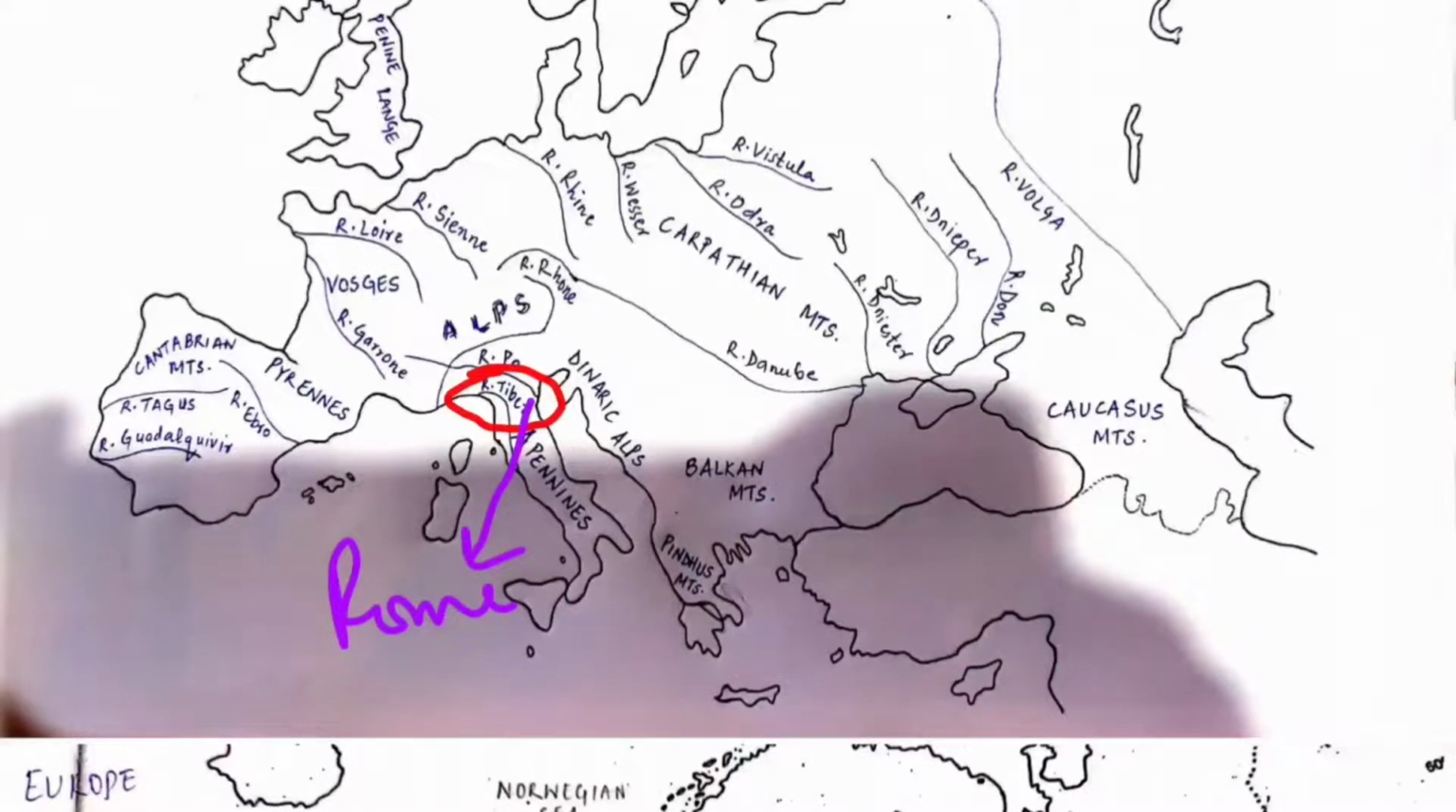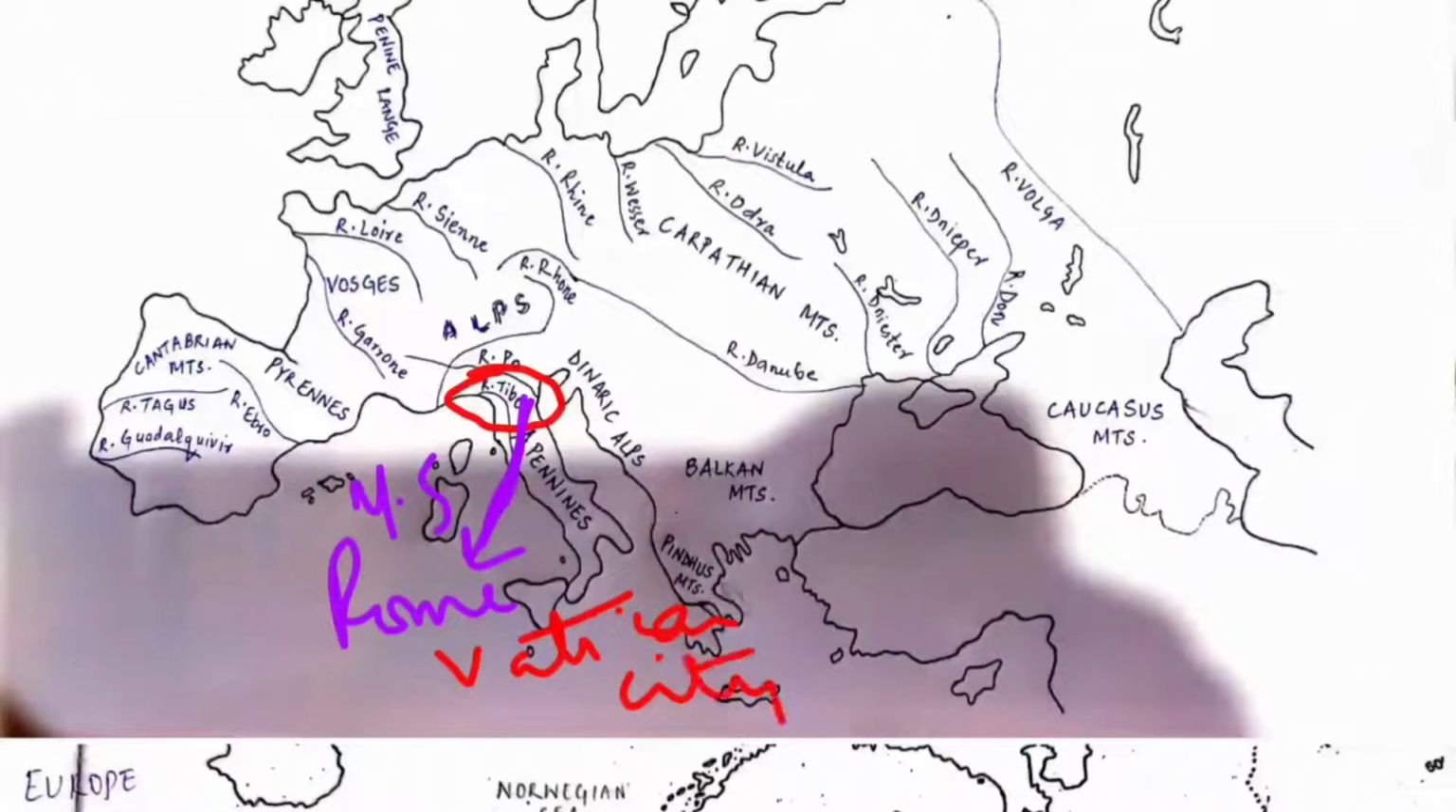Rome is located on the banks of river Tiber, and it drains in here, that is the Mediterranean Sea. Tiber is also known for making a delta. It forms a cup-shaped type of delta, and there is also a very important city located on the banks of this river, that is the Vatican City.